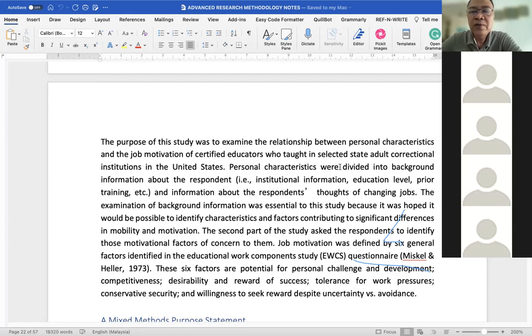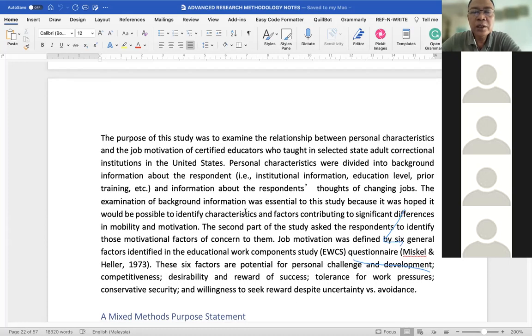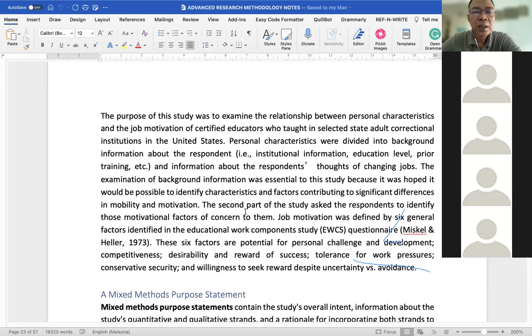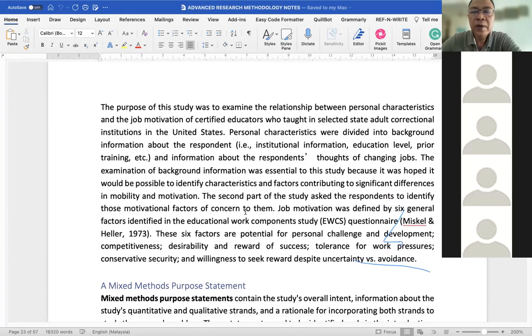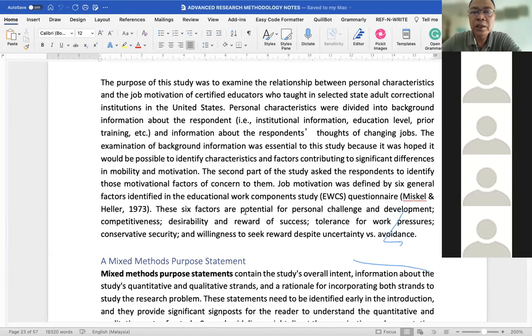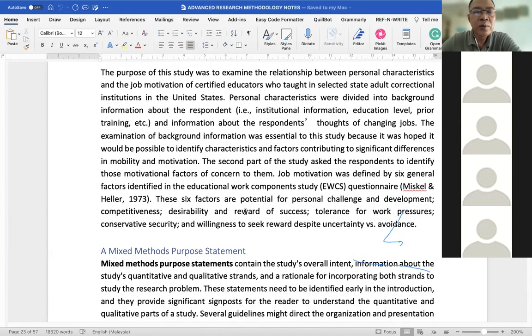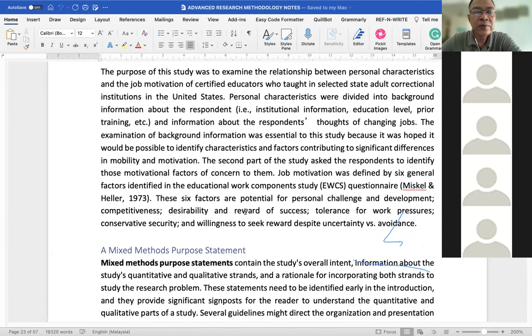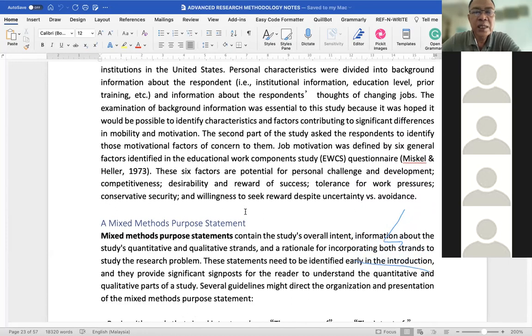Personal characteristics were divided into background information about the respondent, that is institutional information, educational level, prior training, etc., and information about the respondents' thoughts of changing jobs. The examination of the background information was essential to this study because it was hoped it would be possible to identify the characteristics and factors contributing to significant differences in mobility and motivation. The second part of the study asked the respondents to identify those motivational factors of concern to them.